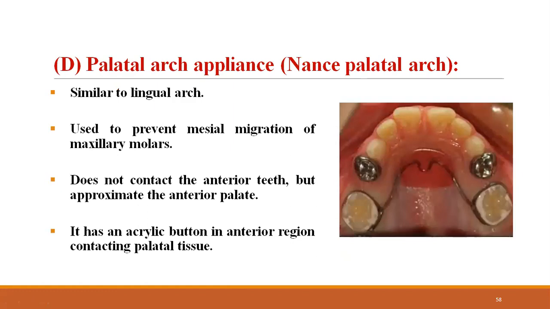Next, the palatal arch appliance, which is also called a Nance palatal arch. It is similar to the lingual arch, like here. It is used to prevent mesial migration of maxillary molars. Here, an acrylic button is placed on the anterior part of the palate. So it does not contact the anterior teeth but approximates the anterior palate. It has an acrylic button in the anterior region contacting palatal tissue.